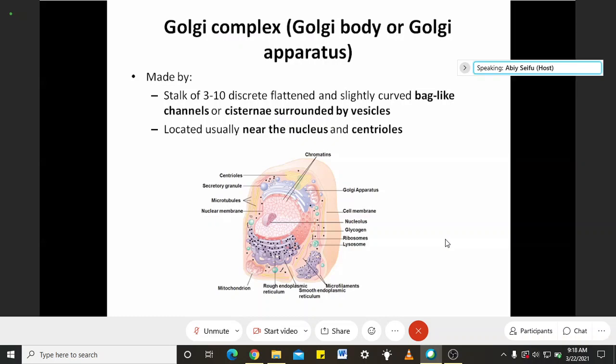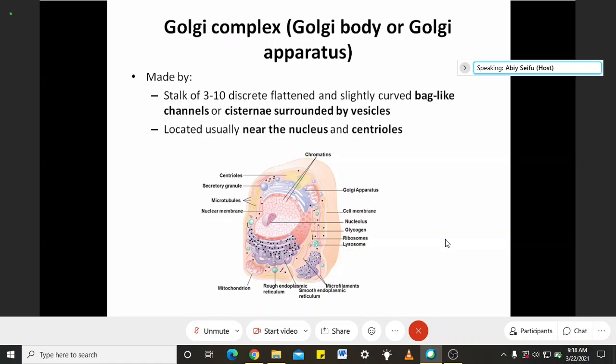Then the next organelles I would describe to you would be the Golgi complex, which are also known as Golgi bodies and the Golgi apparatus. This Golgi complex are again made by membrane channels. These are all membrane-bound organelles, mind you, I'm describing now the first part of my lecture. So same as endoplasmic reticulum, Golgi complex are also formed by membrane channels.